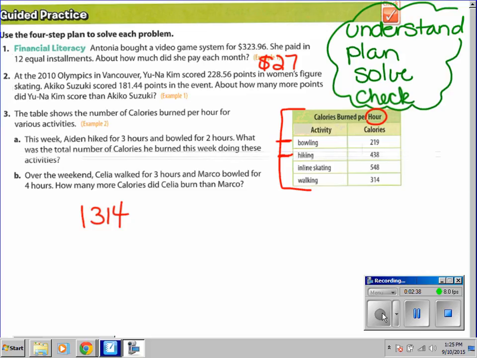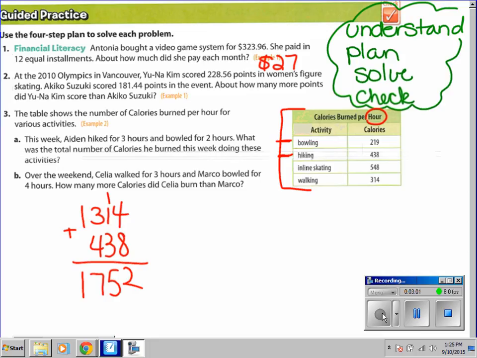And what did you get there? 438. Okay. And I know I need to combine these totals, so what would I do now at this point? Yeah. I would add them together. Good. How many people got 1,752?